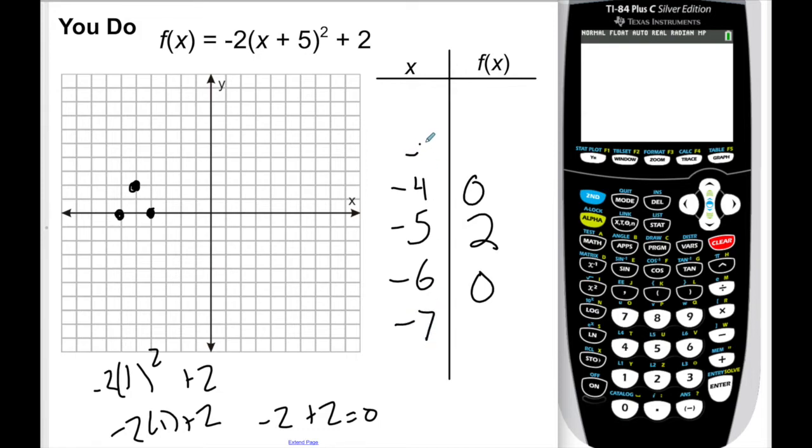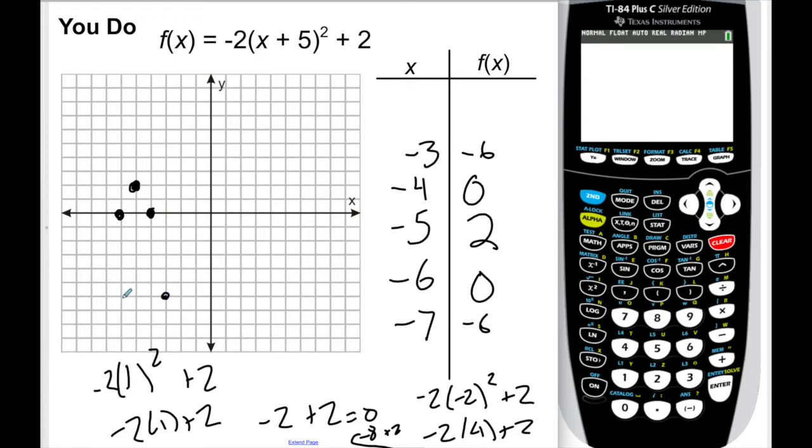Now I'm going to plug in -7 and -3. -7 plus 5 is -2. So I have -2 squared, which is 4. -2 times 4 is -8. -8 plus 2 is -6. That connects. Okay.